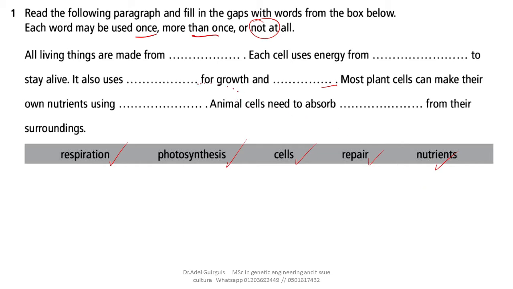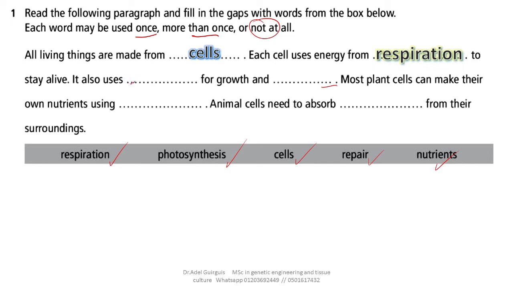Okay, again, all living things are made from cells. Each cell uses energy. From which process do you obtain energy? From respiration, to stay alive. Respiration means the cell burns glucose by using oxygen to release energy. This is called respiration. It takes place inside all cells.